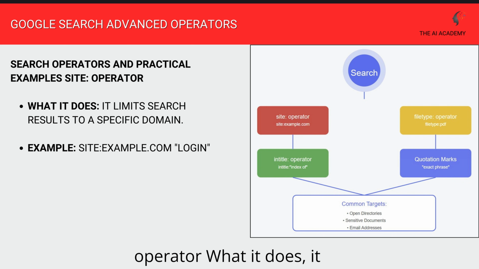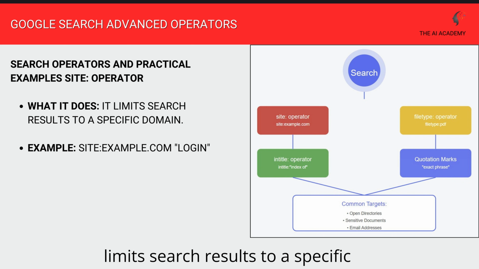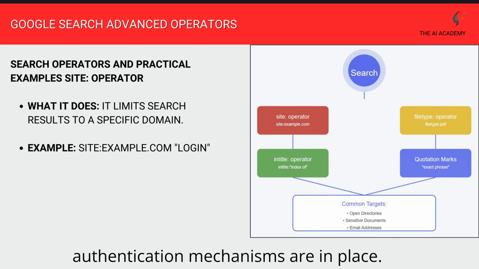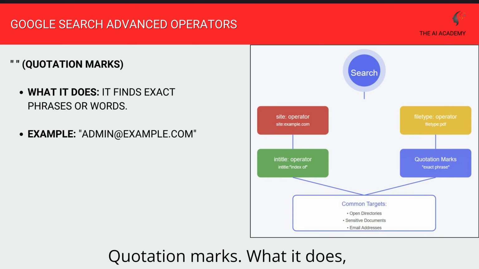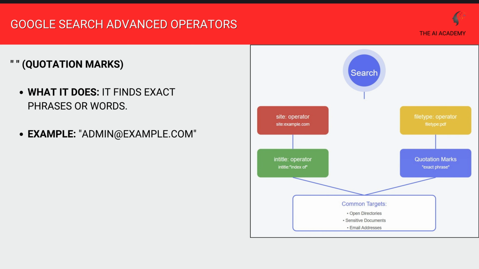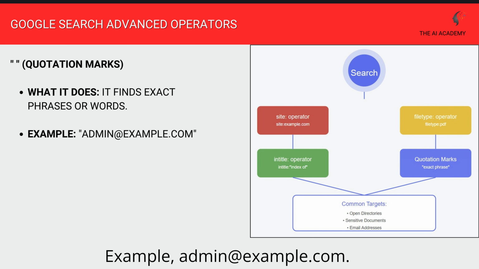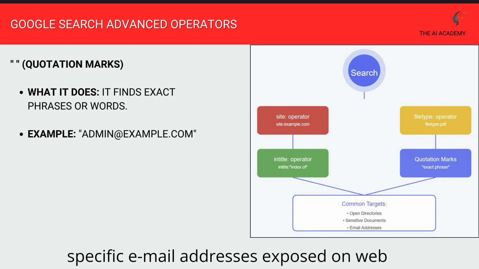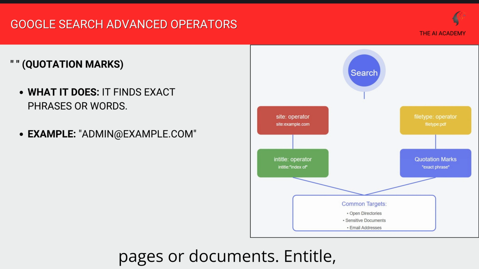Site operator. What it does: it limits search results to a specific domain. Example: site:example.com login. Practical use: finds login pages on a target website, useful for identifying where authentication mechanisms are in place. Quotation marks. What it does: it finds exact phrases or words. Example: "admin@example.com". Practical use: locate specific email addresses exposed on web pages or documents.